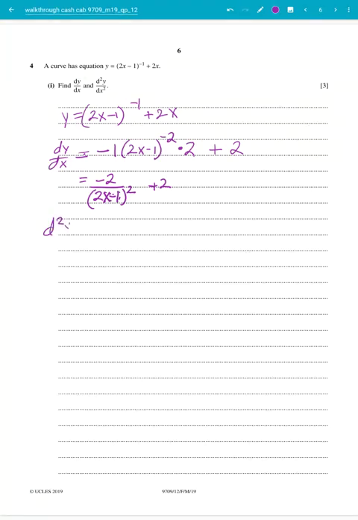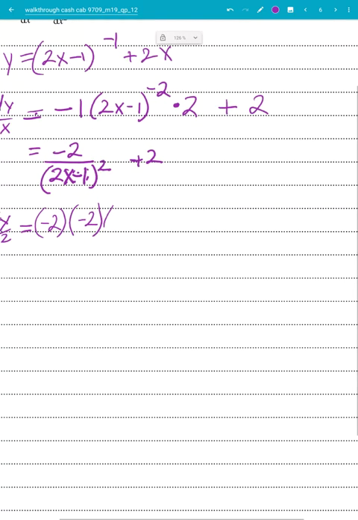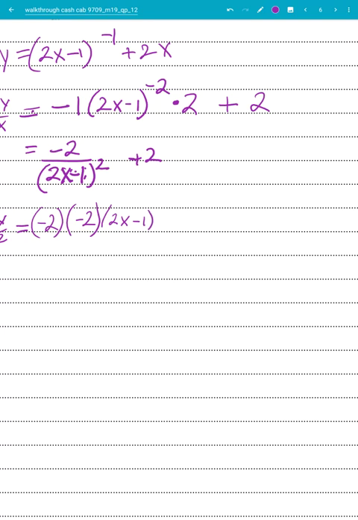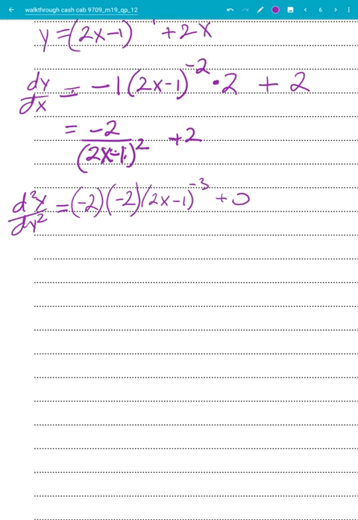And then the second derivative, we're going to multiply, so negative 1 times negative 2. So this is actually going to be negative 2 times negative 2 times 2, 2x minus 1 to the negative third power plus nothing. So this is going to be 4 over 2x minus 1 cubed.